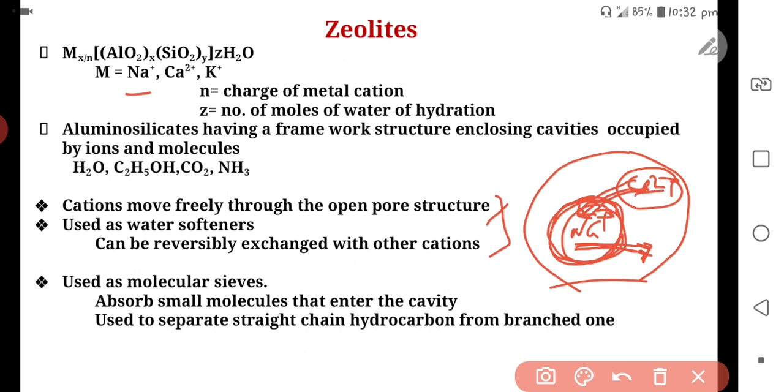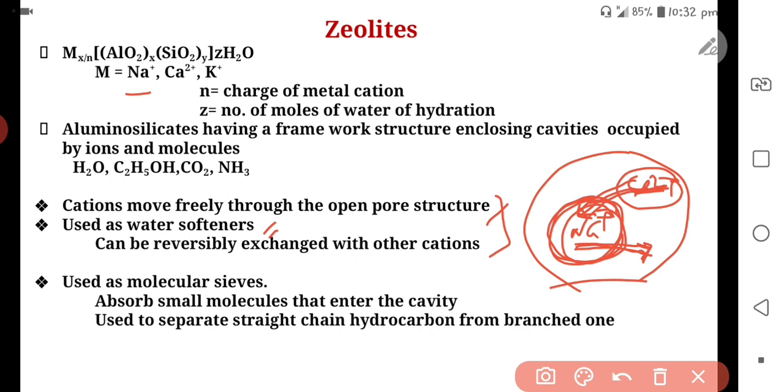Thus the calcium present in the hard water can be removed. So the zeolites are used as water softeners, because they can be reversibly exchanged with other cations. That is, sodium plus can be exchanged with calcium 2 plus, or potassium plus can be exchanged with calcium 2 plus in the hard water. So they are used as water softeners.